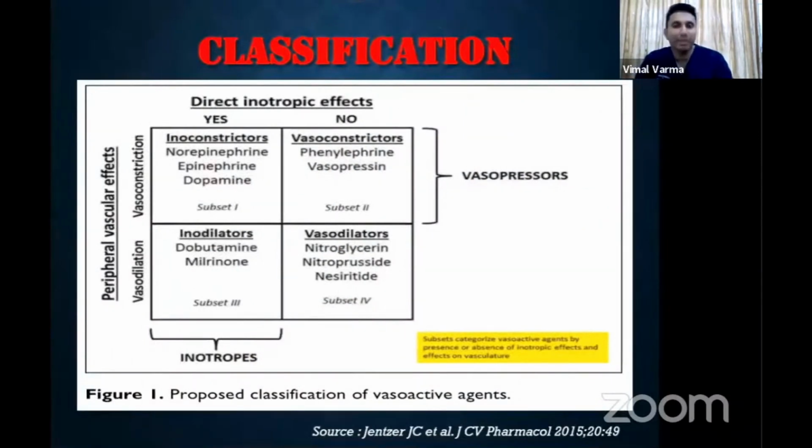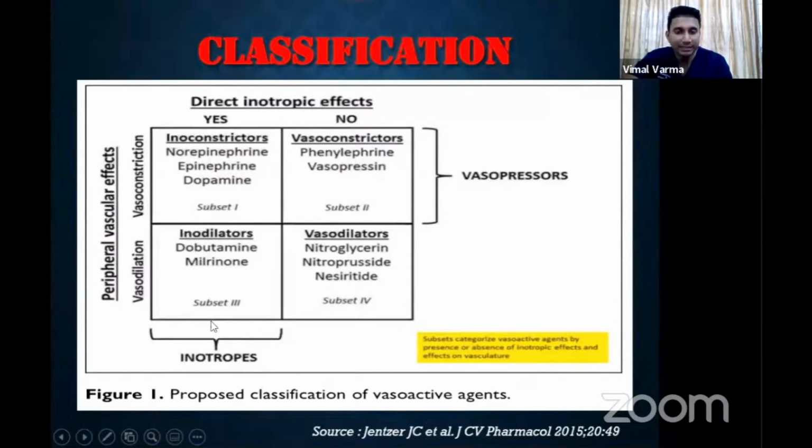When we have multiple drugs with overlapping actions, this is the proposed classification of vasoactive agents. Inotropes and vasopressors are generally called vasoactive agents as well. So we have four different boxes here. This column corresponds to inotropes and this row corresponds to vasopressors.